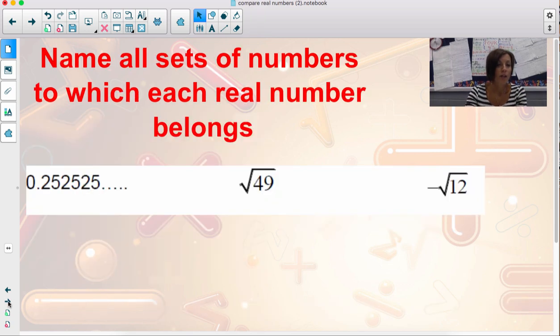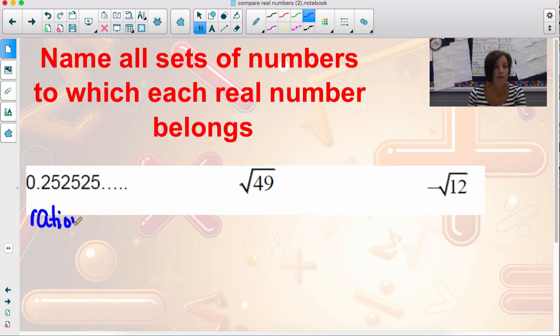So, of course, the book is going to ask you, name all sets of numbers to which a real number belongs. So you were using those categories to name where this belongs. Rational or irrational, whole number, integers, natural, all that kind of stuff. So in example 1, we have 0.252525, which we know is a repeating decimal. A repeating decimal makes it a rational number. Then we look at the other categories. Are they whole numbers? No. Is it an integer? No. Is it a natural number? No. So rational numbers is the only thing we can write down for example 1.